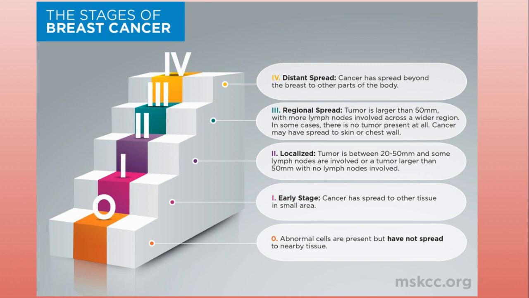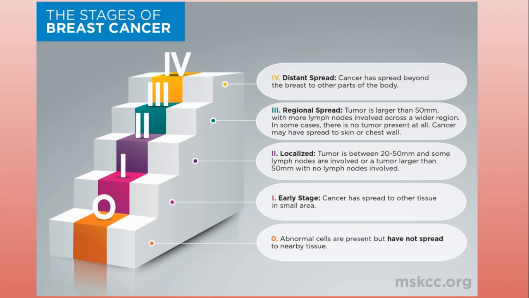Stage 2, or localized, a tumor is between 20 to 50 millimeters and some lymph nodes are involved, or a tumor is larger than 50 millimeters with no lymph nodes involved. So when a tumor starts to become a certain size, or it may have lymph nodes involved, that's when it would be considered stage 2.